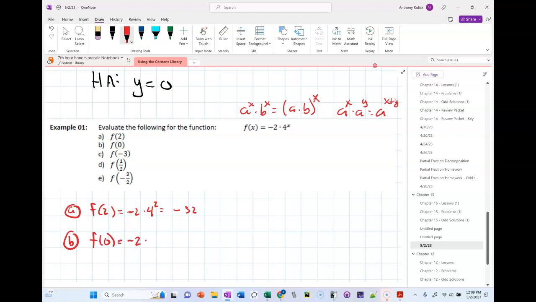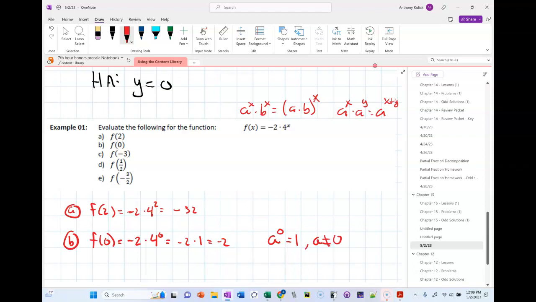F of 0 means we're going to have negative 2 times 4 to the 0. What's 4 to the 0 equal? 1. So negative 2 times 1 is just negative 2. Remember that anything non-zero to the 0 power is equal to 1.